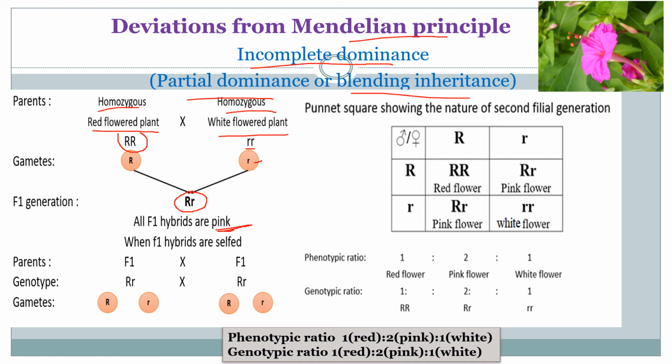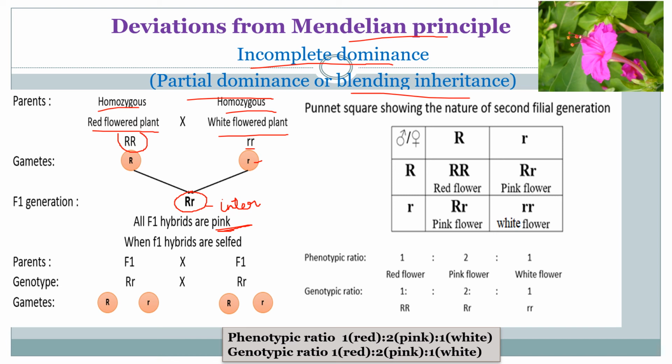Actually, capital R means red, small r means white. According to law of dominance, red should come. But here it is showing what? Intermediate character. Here it is showing the intermediate character. So this is the deviation from Mendelian principle or the incomplete dominance.